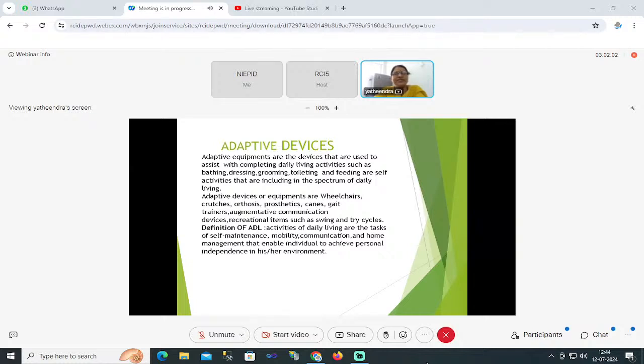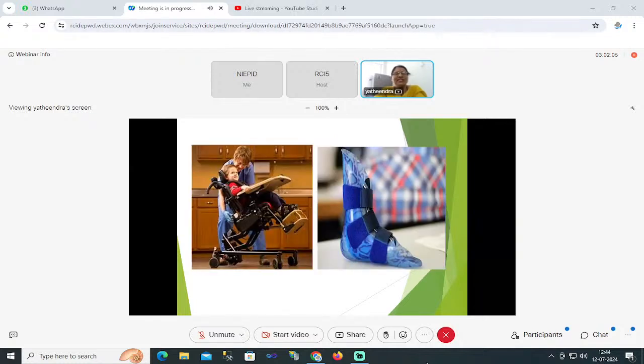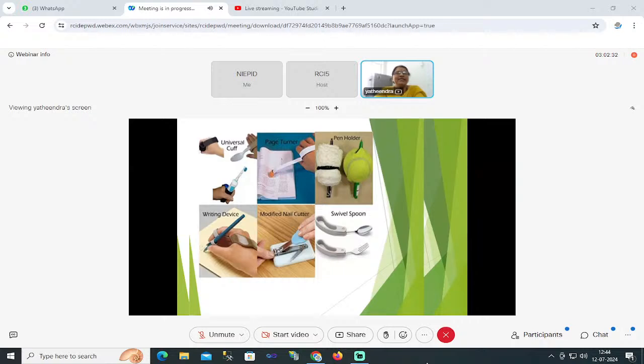Adaptive devices, it is already over. These are some examples: this is a splint, an anti-foot drop splint in blue color, and there is a wheelchair. These are the modifications with the adaptive chair for the child to improve his hand functions and to perform his ADL skills in eating and writing, or we can train the child by improving his hand functions for his ADL skills for the future. And these are some adaptations in holding a spoon with a universal cuff, a brush with a universal cuff, and a page turner for the pen holder.